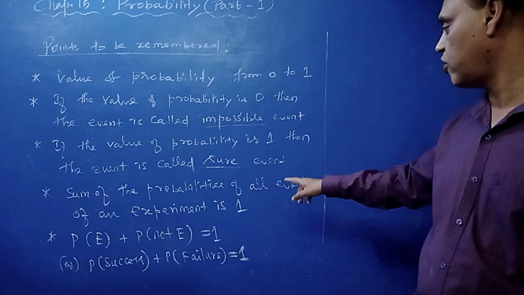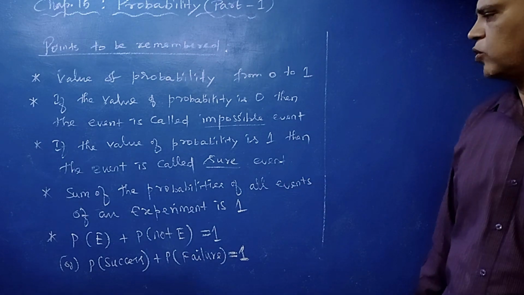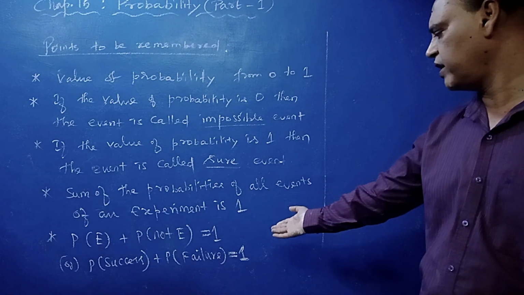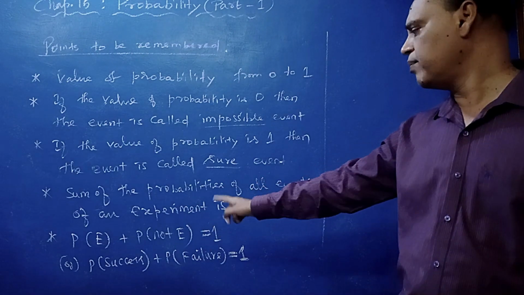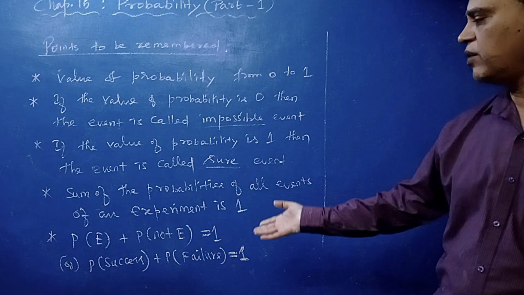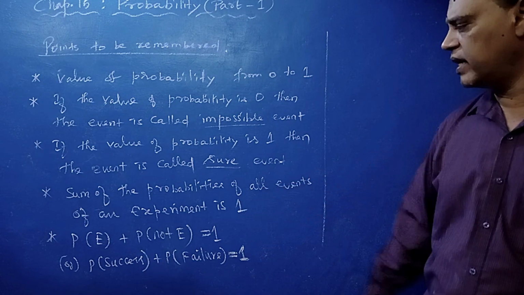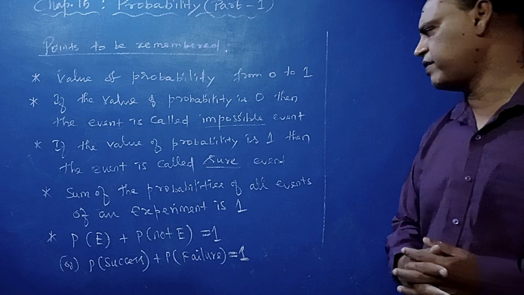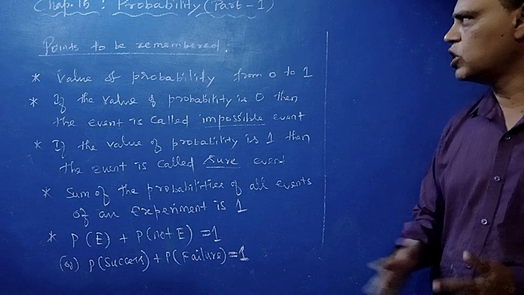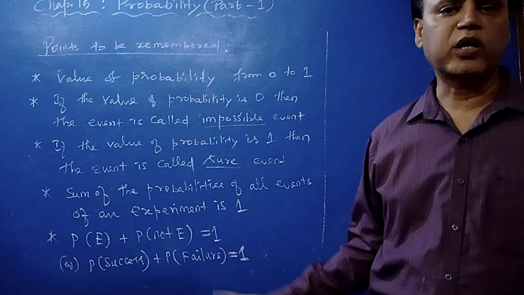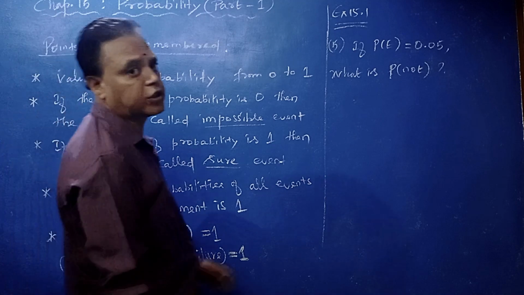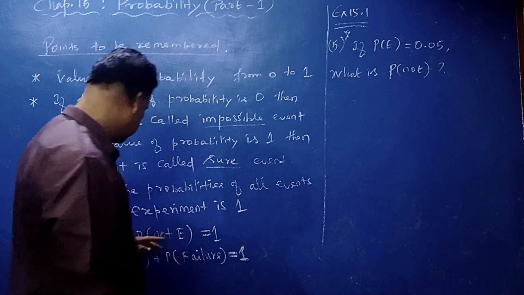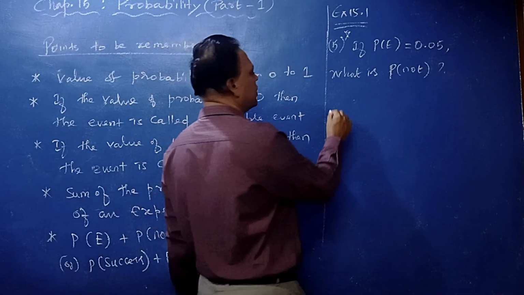The sum of the probabilities of all events of an experiment is 1. So you take one experiment, there may be failure, there may be success. So probability of success plus probability of failure is equal to 1. That can be denoted as P of E plus P of not E. P of not E means whatever elements are in E will not be there in not E. So both probabilities add to 1. That's why the sum of the probabilities of all events of an experiment is 1. So these points you always have to remember. One more question is very important: if P of E is given, what is P of not E? So you have to use this formula: P of E plus P of not E equal to 1.